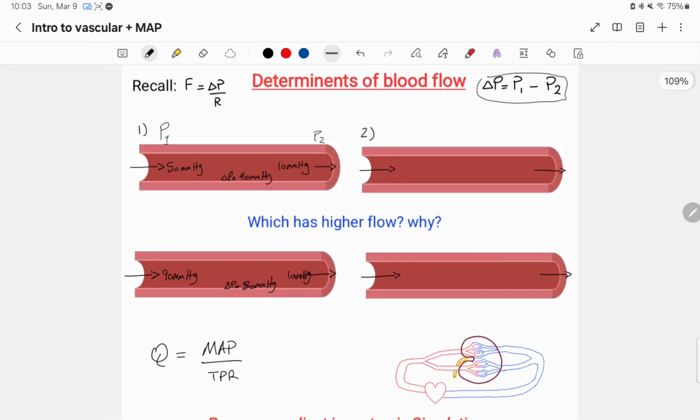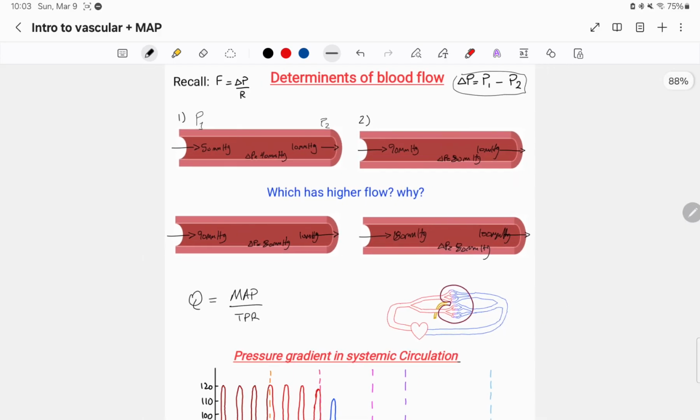Okay. Now let's take the second scenario. In the second scenario, I'm entering in with, again, let's say 90 millimeters of mercury, and I'm leaving with 10 millimeters of mercury, with my delta P still being 80 millimeters of mercury. Okay? And in the second vessel, for scenario number 2, I enter in now with 180 millimeters of mercury. This is an insanely high pressure. And now I'm going to leave with 100 millimeters of mercury. My delta P here would be what? Still 80 millimeters of mercury.